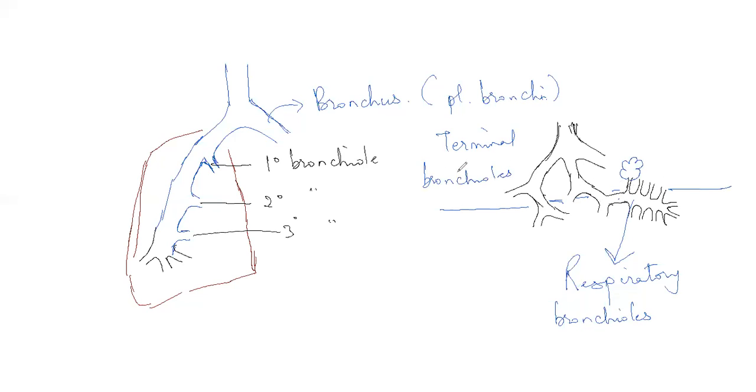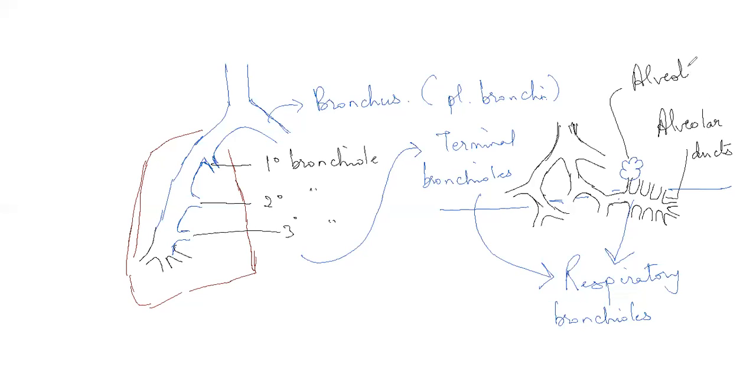You can say that the tertiary bronchioles form terminal bronchioles. The terminal bronchioles form respiratory bronchioles. The respiratory bronchioles have alveolar ducts. These tiny ducts are the alveolar ducts, and the alveolar ducts end up in the alveoli. These form the alveoli.